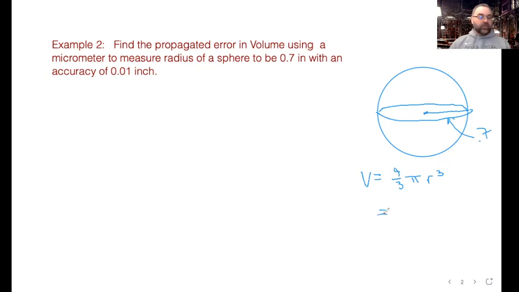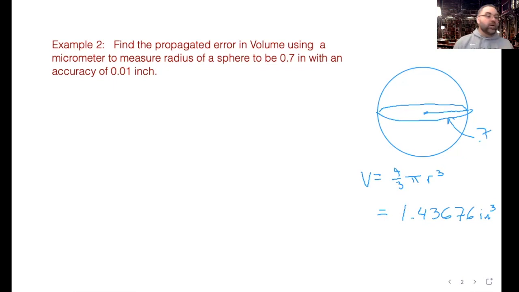So 4/3 times pi times 0.7 cubed. And I would get a volume of 1.43676 inches cubed. Sounds good, right? Except the tool that I use to measure the 0.7 inches isn't 100% precise. They never are. There's always going to be a little bit of error there.